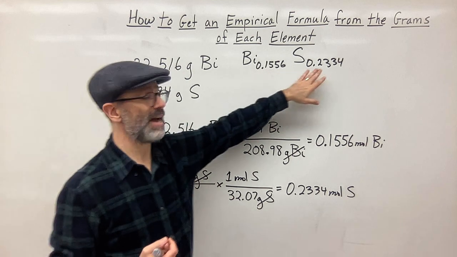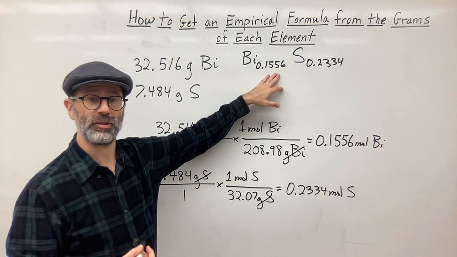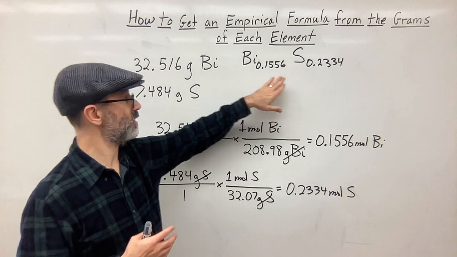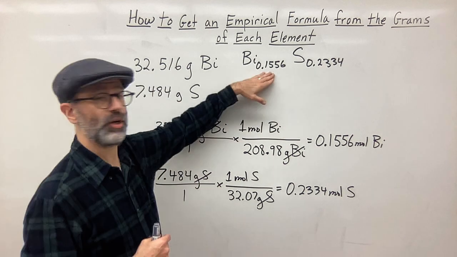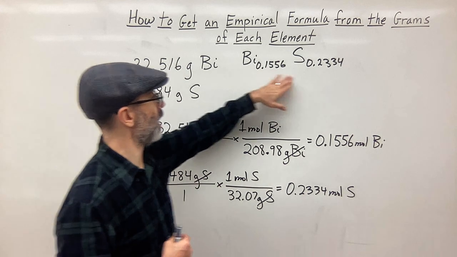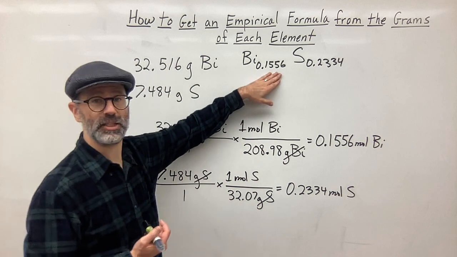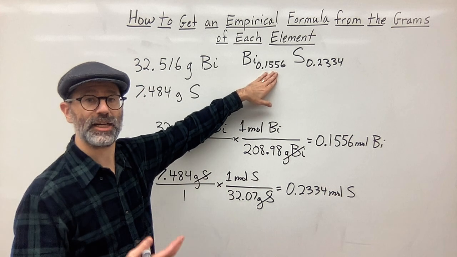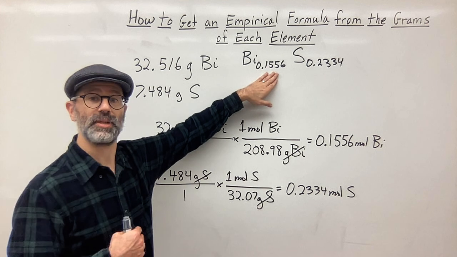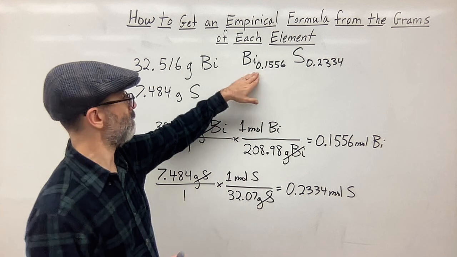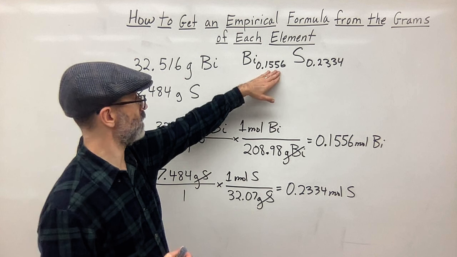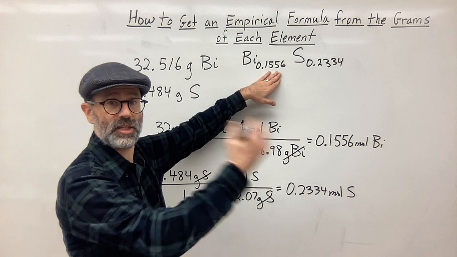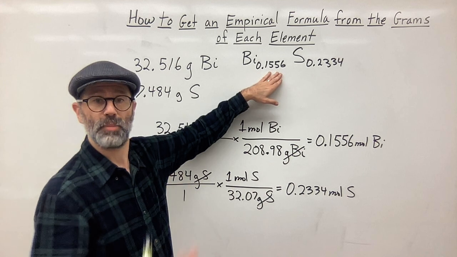Now, we don't like to have these fractional amounts. We like to have whole numbers. So I need to reduce this to get whole numbers. In order to do that, I need to divide by the smallest one. Why do I divide by the smallest one? Because by dividing by the smallest one, I'm not going to get a fraction less than 1. I'll get something more than 1, and the smallest number divided by itself gives 1. So I'm going to get a ratio of 1 to something. Hopefully that's going to be whole numbers, but we'll see.